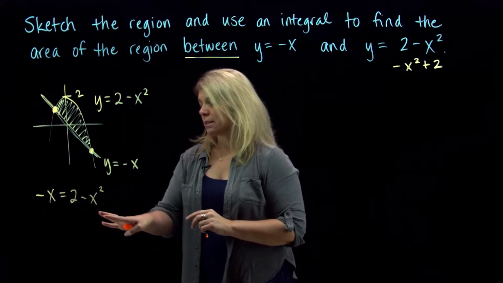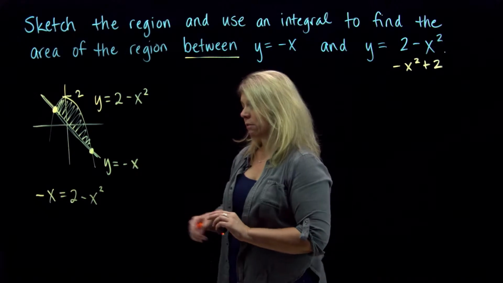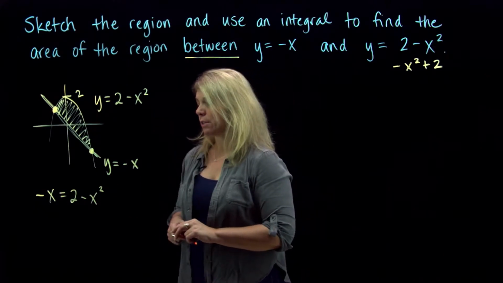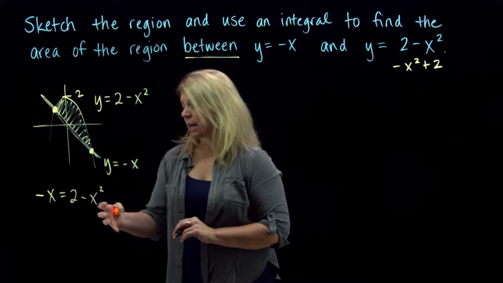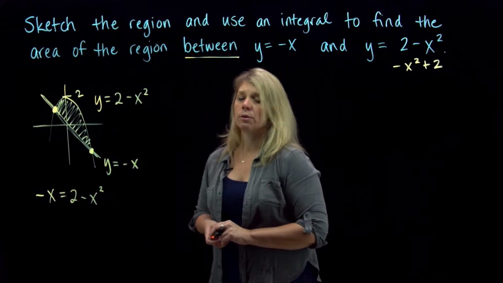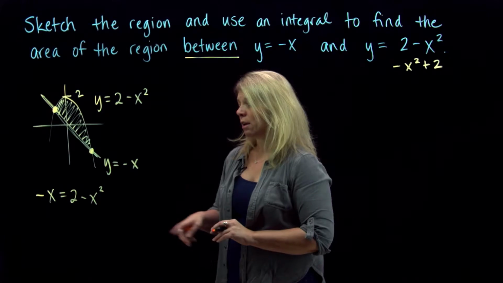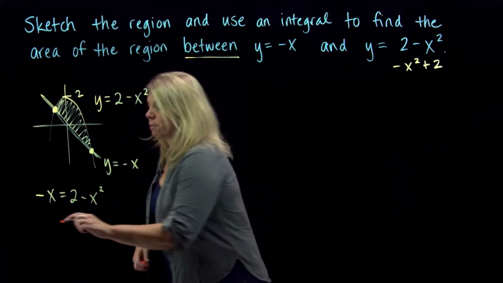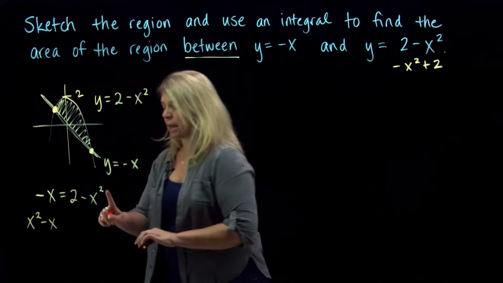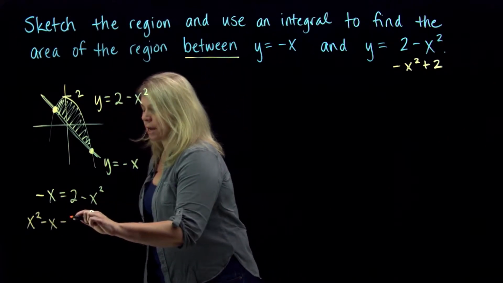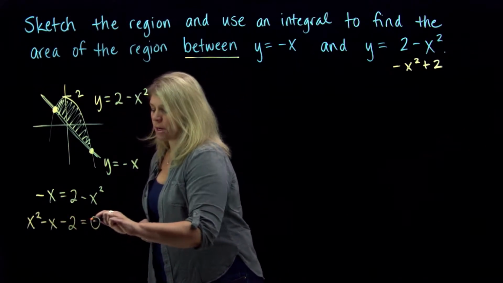You should recognize this is a quadratic equation with your x squared as the highest power term, and an x to the first and a constant term. If I can get that equation equal to 0, then I can either use the quadratic formula or factor. Okay, so I'm going to add x squared to both sides. So I'll have x squared minus x, and then subtract 2 from both sides. So minus 2 equals 0.